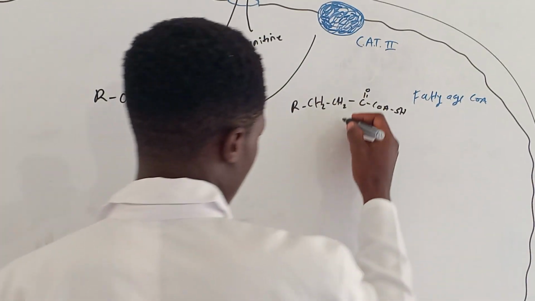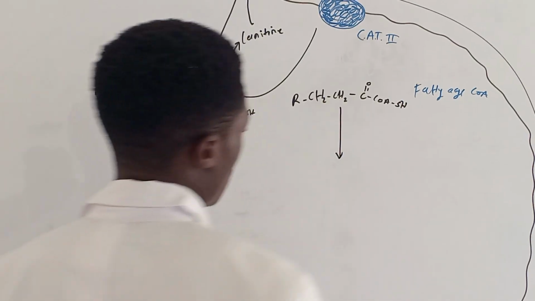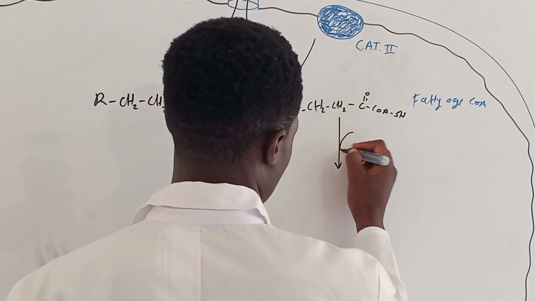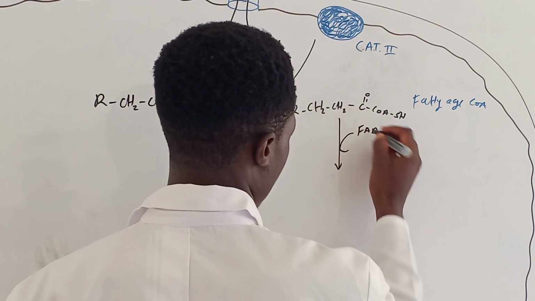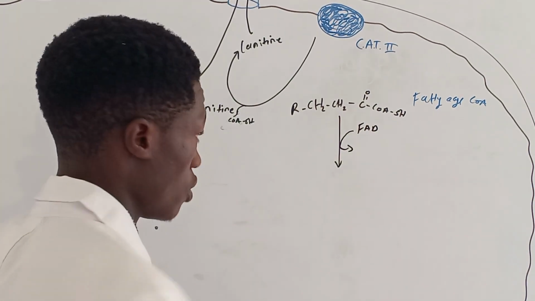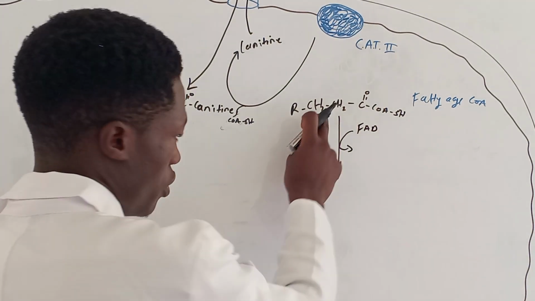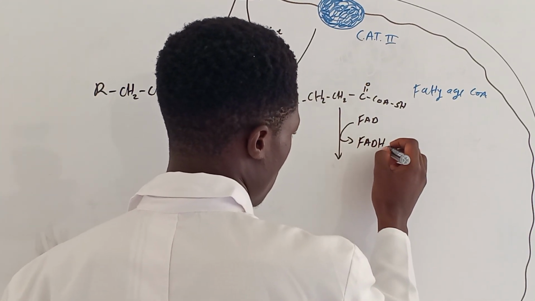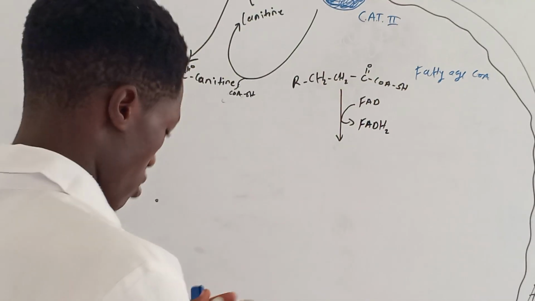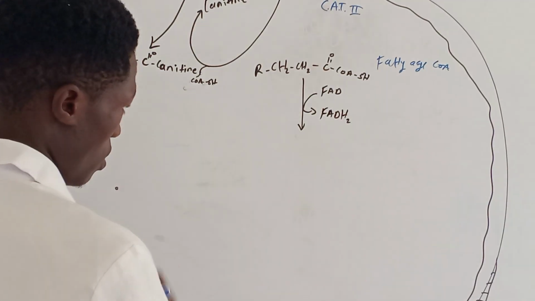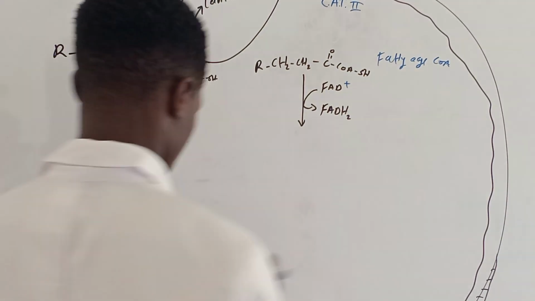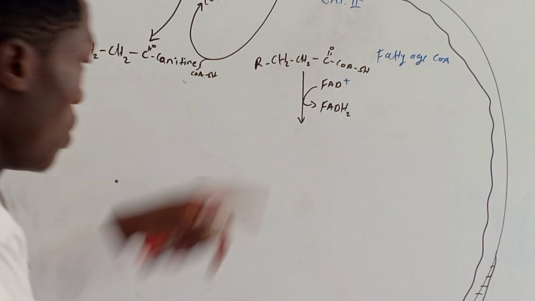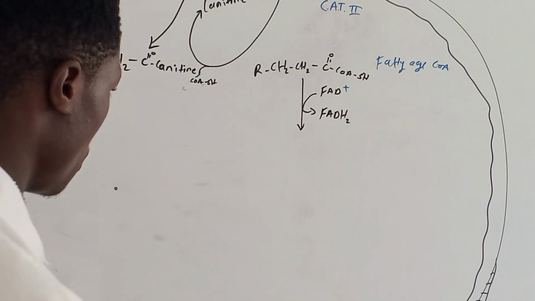Now what is going to happen in the first step? We are going to involve the reducing components. So in this case, we are going to have the FAD. It's going to pick the hydrides. It's going to pick this hydrogen and this hydrogen here. So it's going to be converted to FADH2. It is going to be reduced. So FAD plus, let's call it the flavin, adenine, the nucleotide, is going to get reduced into FADH2.